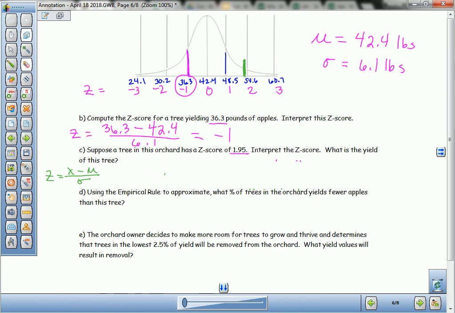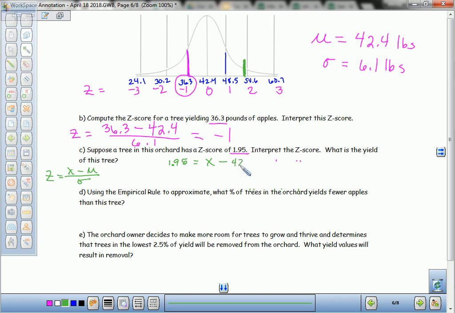Actually, let me move this a little higher so I have enough room for my work. We were given the z-score. All right? But what we don't know is the data. We do know the mean. It doesn't change. We do know the standard deviation. And we have to solve for x. So what's the first step in solving for x? Multiplying by 6.1.